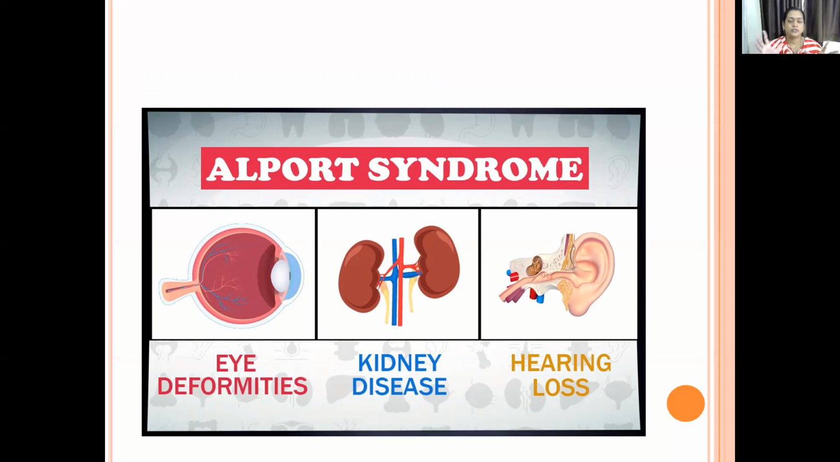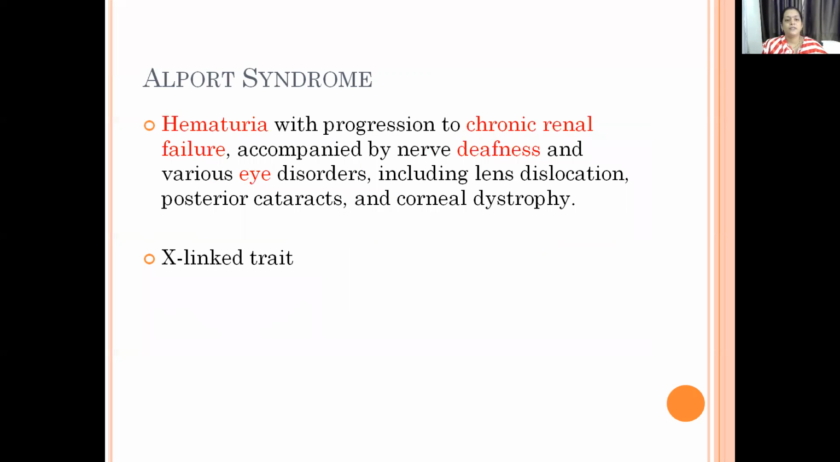There is a collagen which is important in the eye, in the kidney, and in the cochlea of the ear, right? So a person coming to you with three involvements, eye deformity, hearing loss, and also the renal lesions, think of Alport. So here we have hematuria with progression to chronic renal failure accompanied by nerve deafness and various eye disorders, including lens dislocation, posterior cataracts, and corneal dystrophy. Usually this is an X-linked trait.